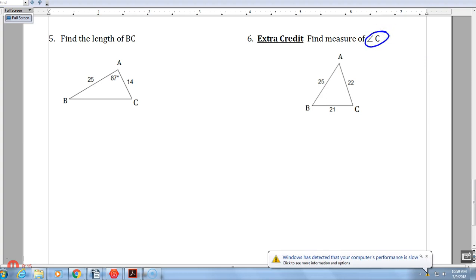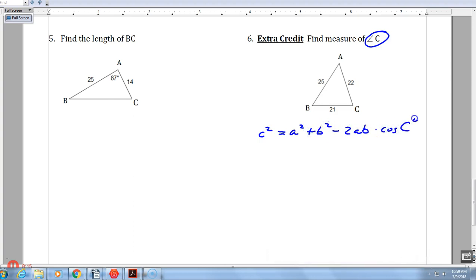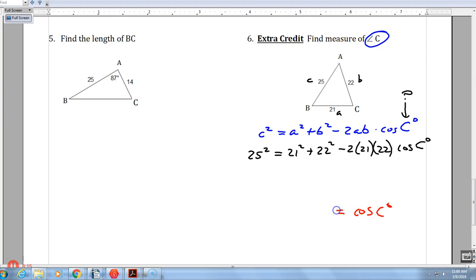But if I need angle C, I've got to use the C equation. C squared equals A squared plus B squared minus 2AB cosine of C. Now this one's going to be a little bit different. I'm going to have everything but that angle. He's going to be what I don't have. So let's label: little c, little b, little a. I've got 25 squared equals 21 squared plus 22 squared minus 2 times 21 times 22 times cosine of I don't know. So my ultimate goal down here is to get the I-don't-know cosine by itself.